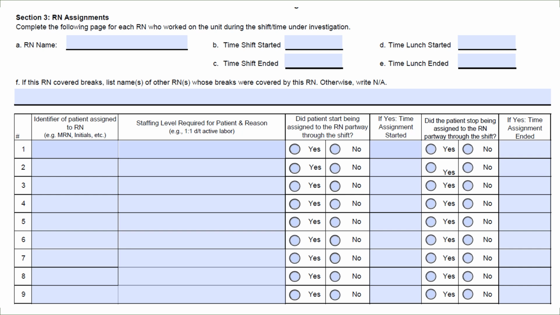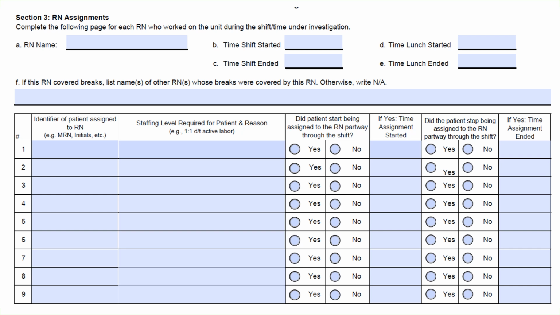Section 3 is the last section of the RN staffing tool and must be completed for each RN who worked on the unit during the shift or time under investigation. Provide the RN's name, shift start and end times, lunch start and end times, and, if applicable, the names of any RNs whose breaks were covered by this RN. Otherwise, write not applicable or NA.